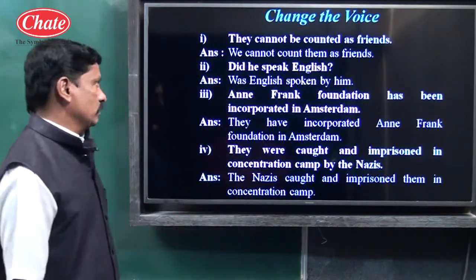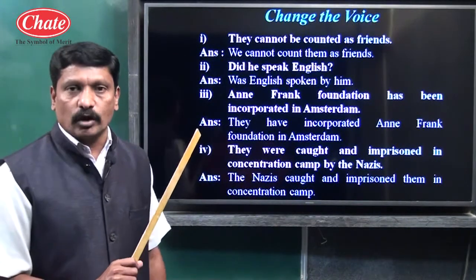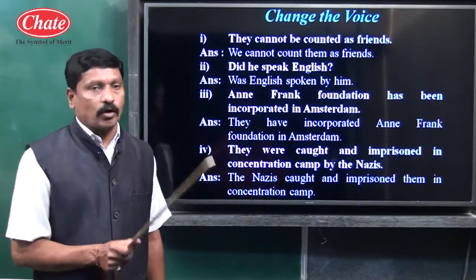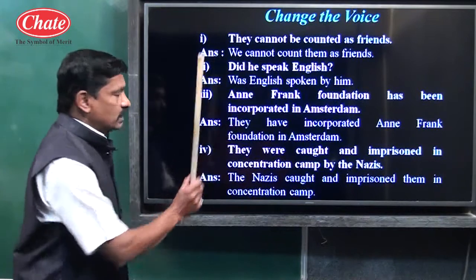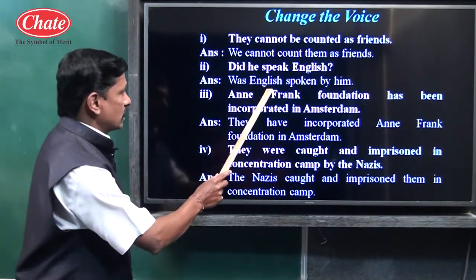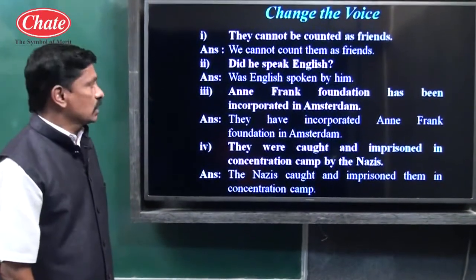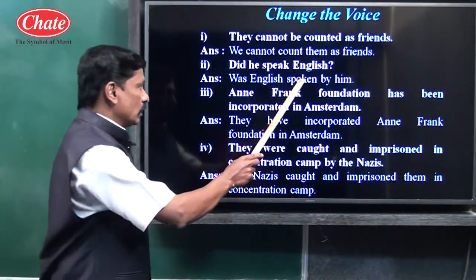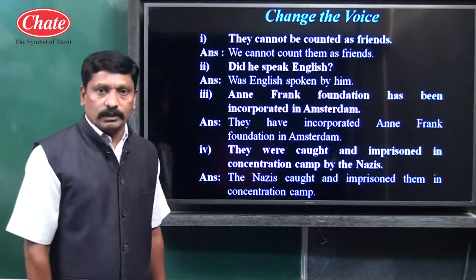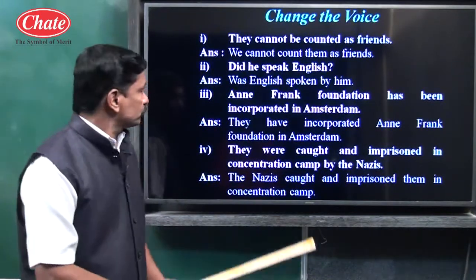English is the object. Children, did means simple past tense, and to make a passive voice sentence of simple past tense we have to use was or were. English is a singular object, so we have to use was. Was English spoken by him? Question mark. Was English spoken by him? Children, one more thing: in passive voice we always use the third form of the verb, that is the past participle form of the verb.